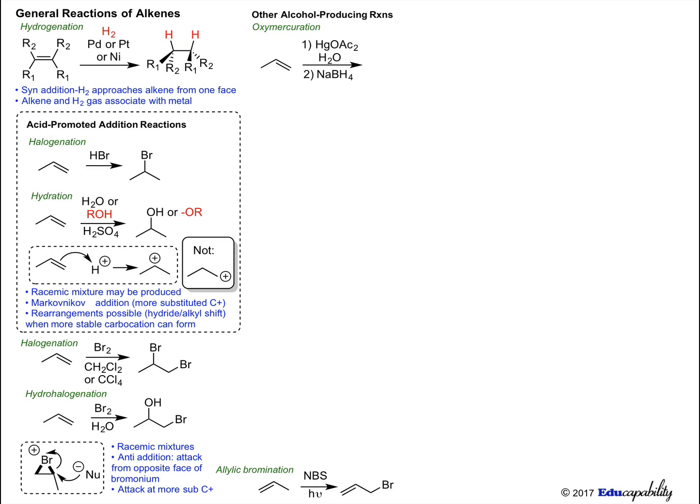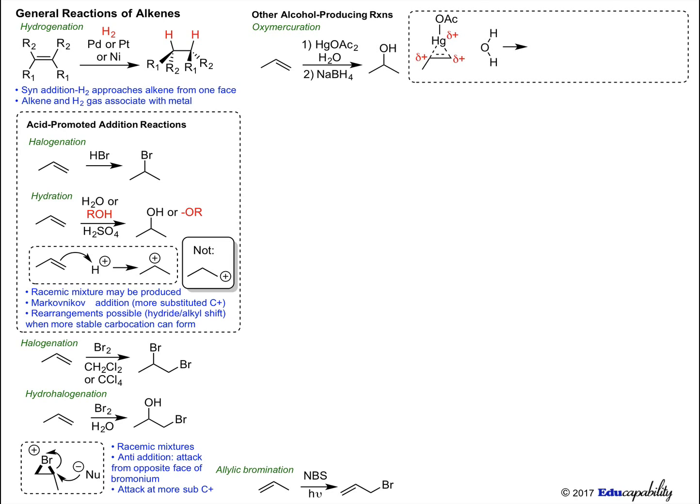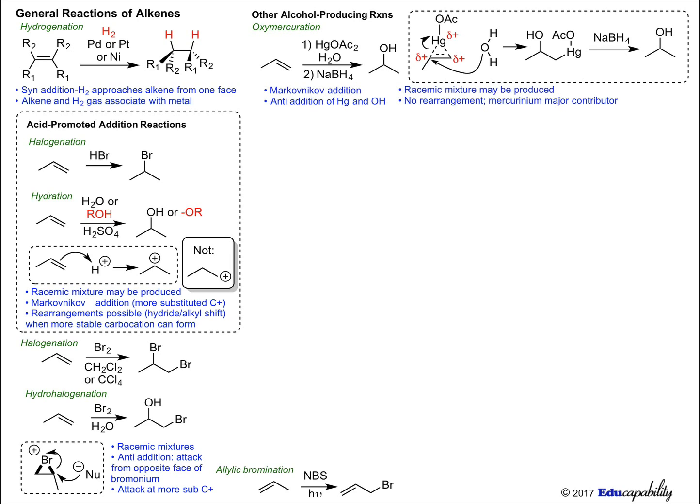Oxymercuration also forms alcohols from alkenes in a Markovnikov fashion. A mercurinium ion is formed, which reacts with water at the more substituted carbon atom. Treatment with sodium borohydride reduces the mercury, removing it from the molecule. The major advantage of this reaction is that carbocation rearrangements by hydride or alkyl shift are not possible, although mercury is a rather toxic element to use in the lab.